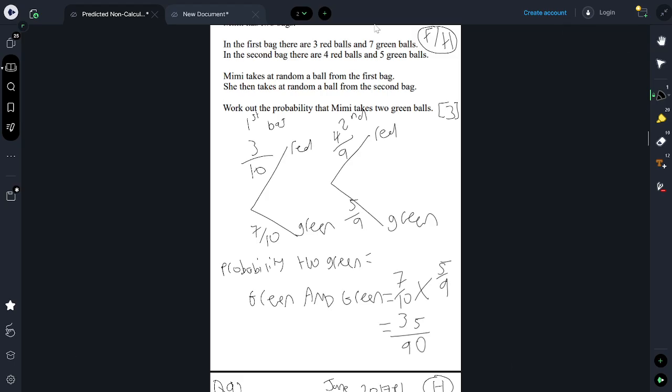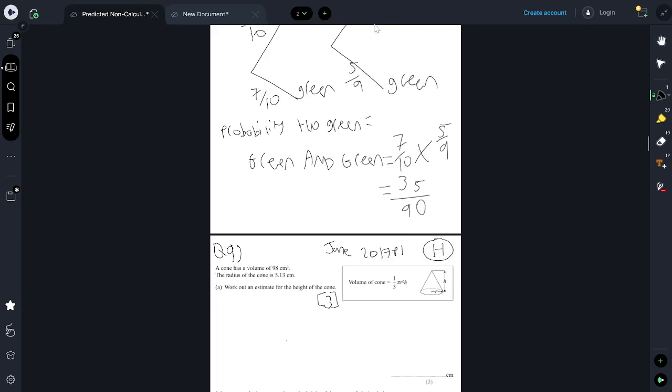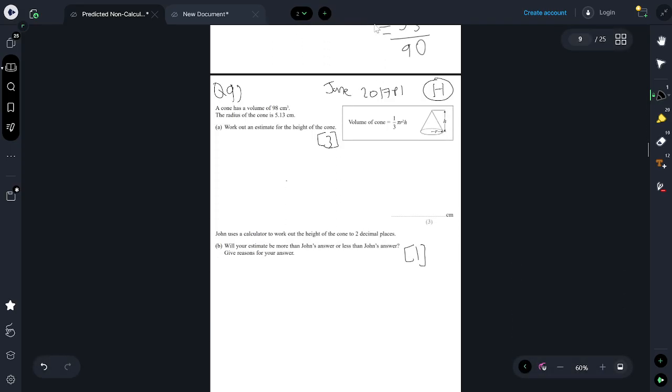Okay, that should be a fairly standard tree diagram question. Hopefully you're comfortable with that. There will be a probability question on your paper, absolutely, so you need to be prepared to do stuff like this. Hopefully it made sense. Okay, that's the end for the foundation tier.